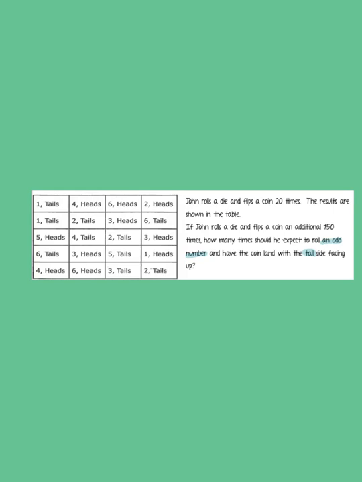So first of all, how many different experiments did he do? He did it 20 times. So that's going to be our denominator. Now I need to figure out how many times did we get an odd number and tails. So let's look at that. First of all, it has to be an odd number. So let's get rid of all of the even numbers, because if it's an even number, it's not going to work. That's not what we want.